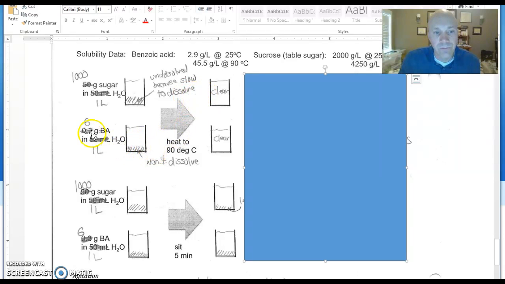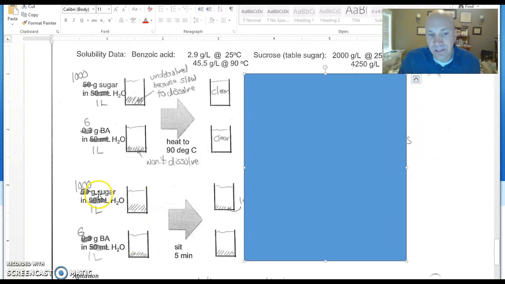With the benzoic acid, you're now going to where at 90 degrees you could dissolve 45 grams. So this dissolves not because you're speeding it up. Well, actually it would affect the speed that it would dissolve, but the primary reason that it goes clear is because you're allowing it to dissolve more.